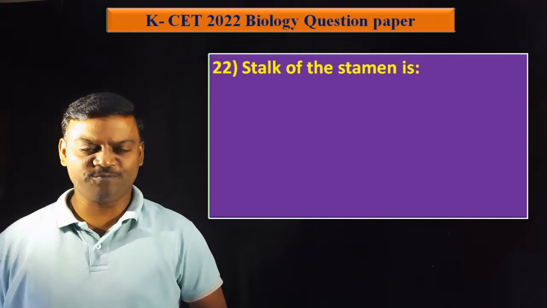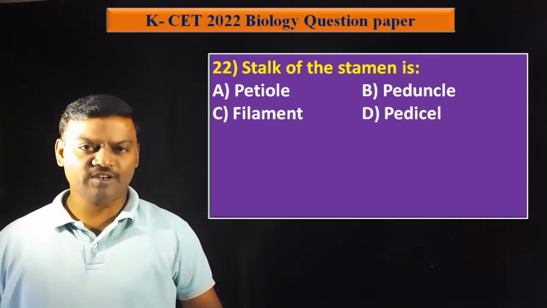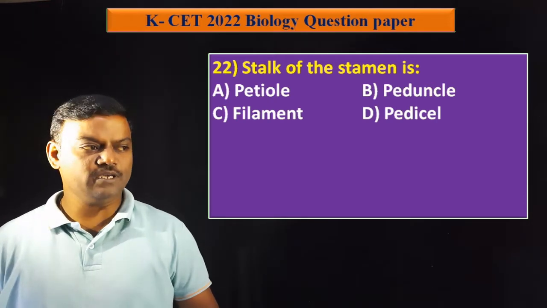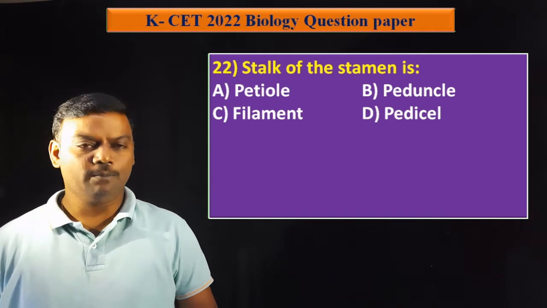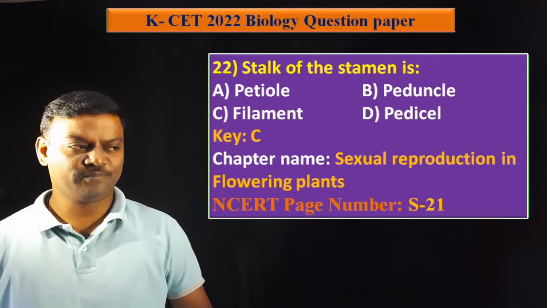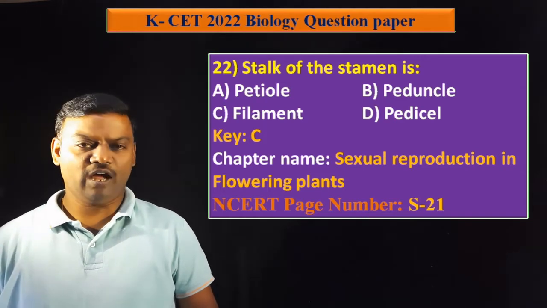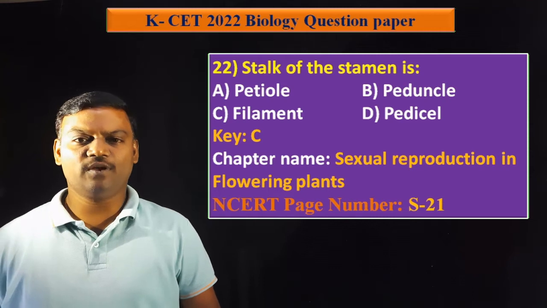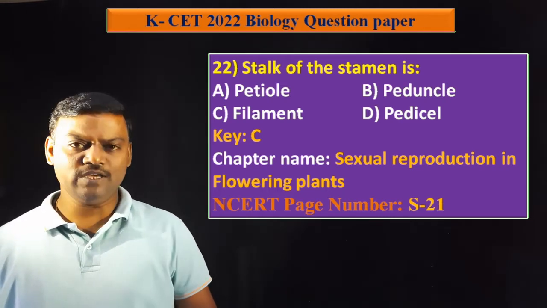Question number 22. The stalk of the stamen is called option A, petiole, option B, peduncle, option C, filament, option D, pedicel. The correct answer is option C. So the stalk of the stamen is called the filament, and it is a question from Sexual Reproduction in Flowering Plants, NCERT page number 21.